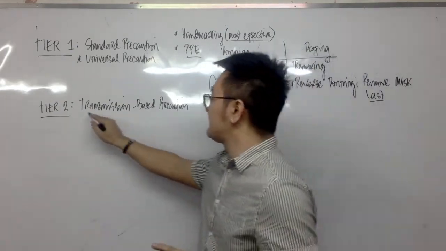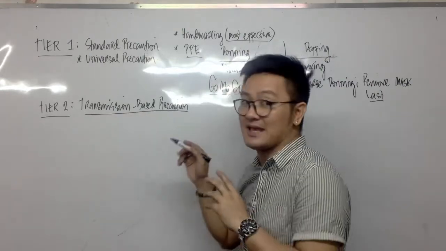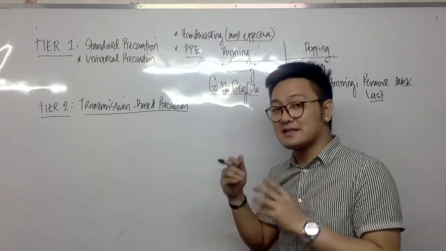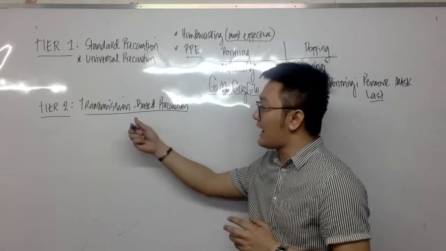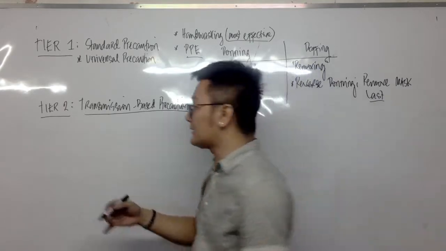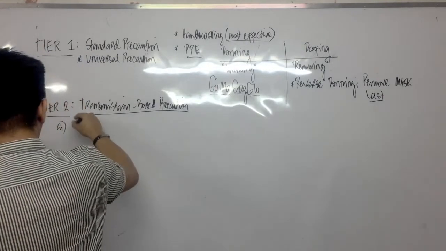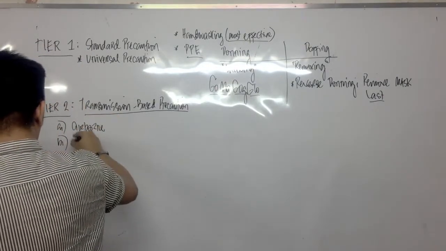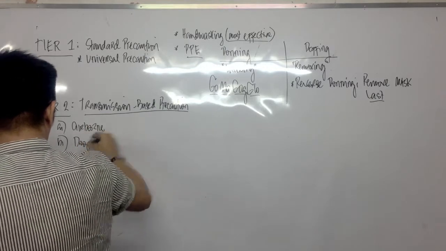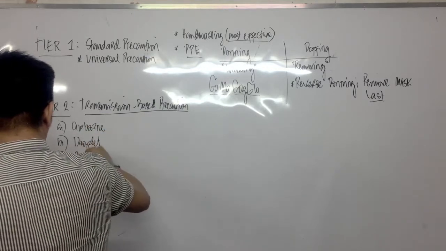Now, in your transmission-based precaution, do not forget this, we categorize this precaution based on disease transmission. Under this tier 2 are the following. First is airborne. Next is droplet. Third is contact spread.